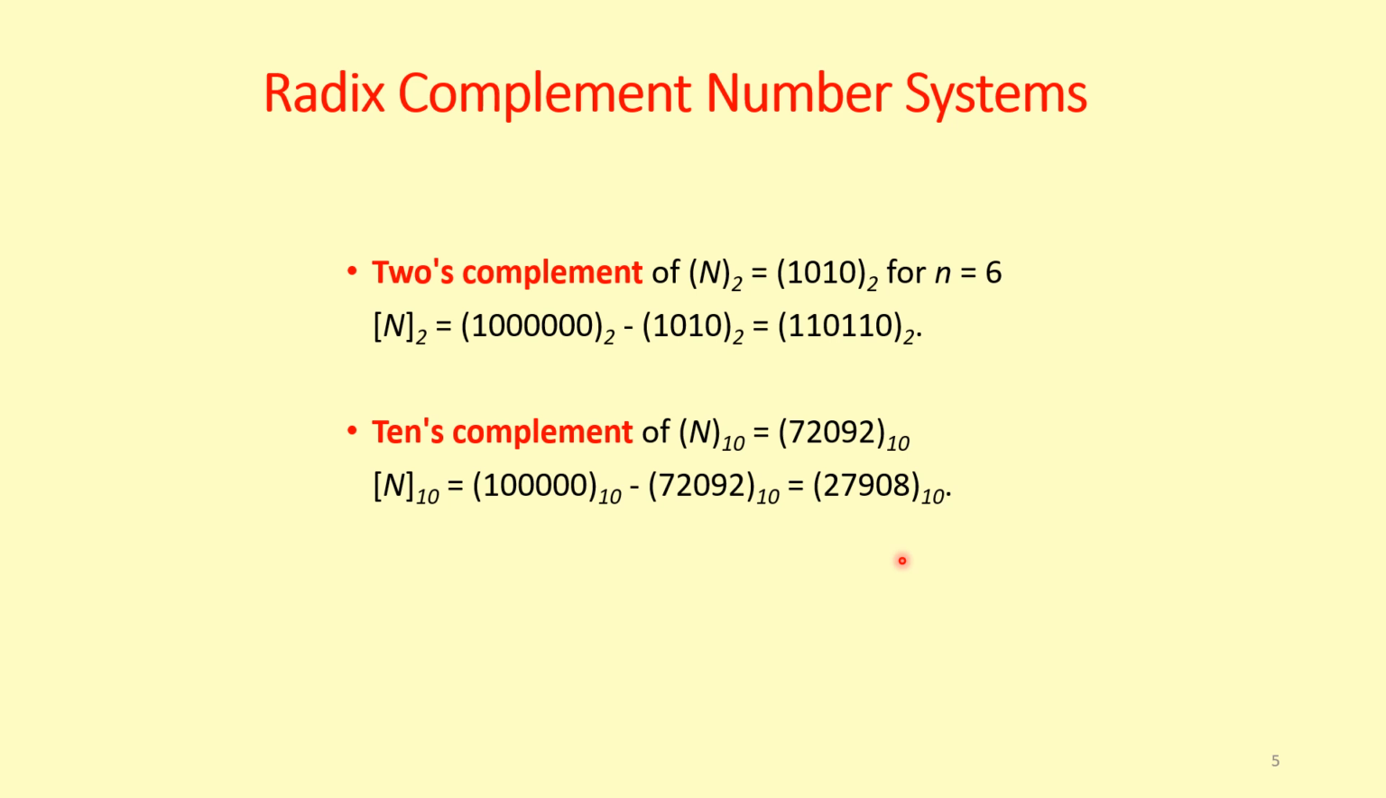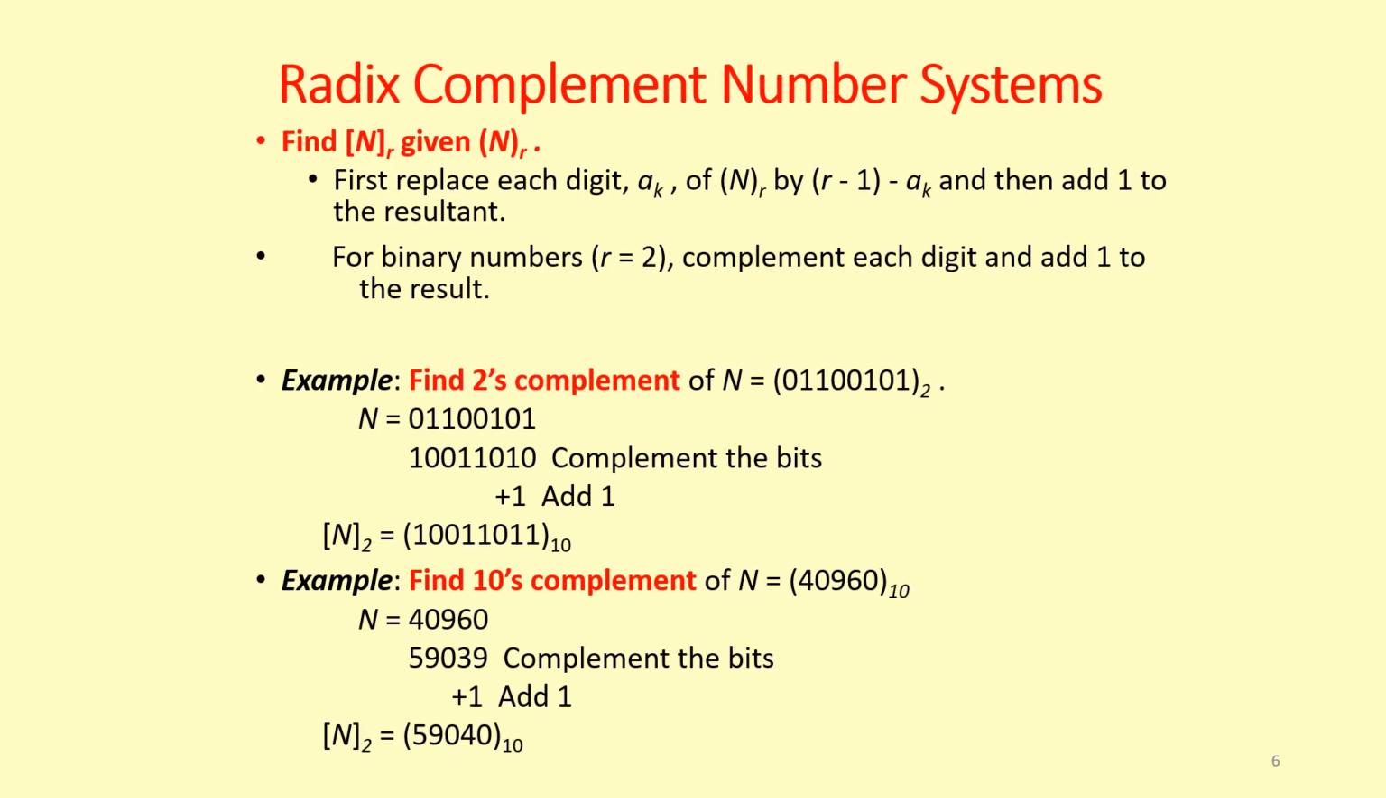Can you tell me the complement of decimal number 3? Easy. 3 is 1 digit, so it will be 10 to the power 1 minus 3, which is 7. What is the complement of 30? It will be 70, because 30 has 2 digits, so we use 100 minus 30, which is 70. It is like that. So in the radix complement number system, we may want to find the complement of a given number.